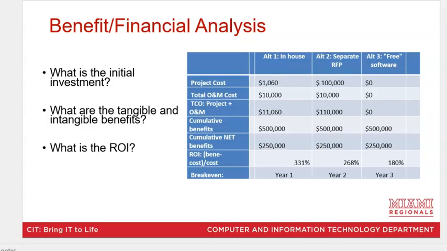So the cumulative benefits will be around $500,000. That's across the board. That's going to be the same no matter who produces the software or who maintains it. And then your cumulative costs will be the same, $250,000. And then your return on investment, the first year will be 331%, the second year 268%, and the third year 180%. And the reason for this is because each year that the application exists, you run the risk of people losing interest in the app, or perhaps another company creating a similar application to yours and then stealing your users, or even perhaps creating a better application.